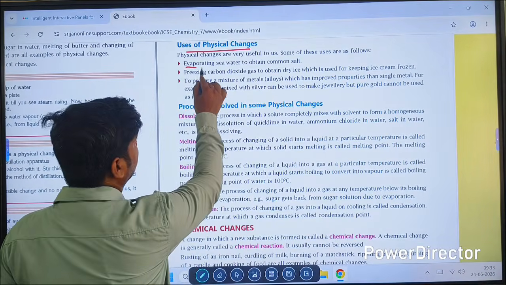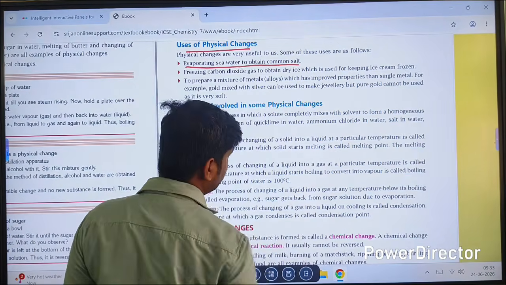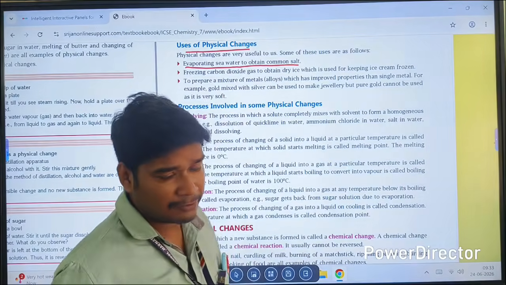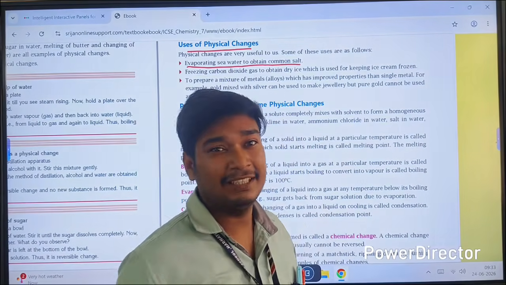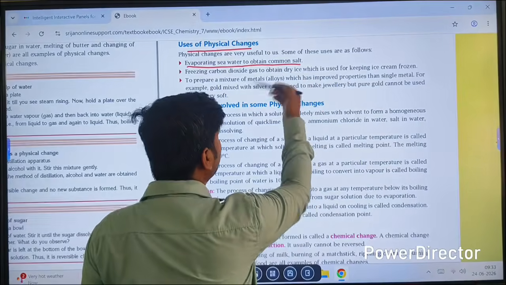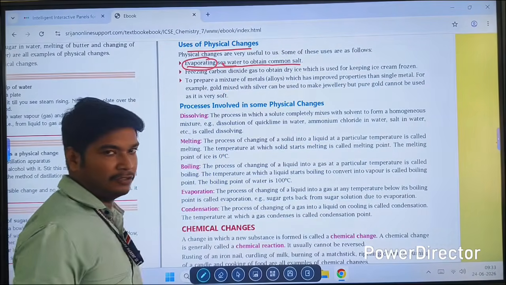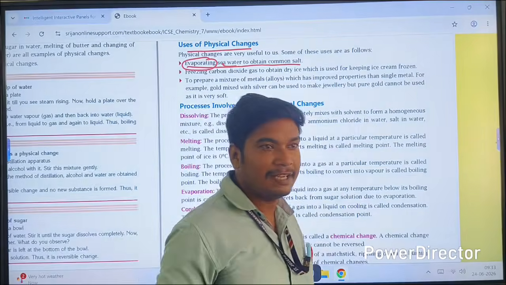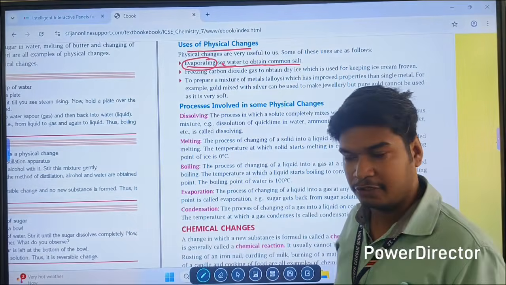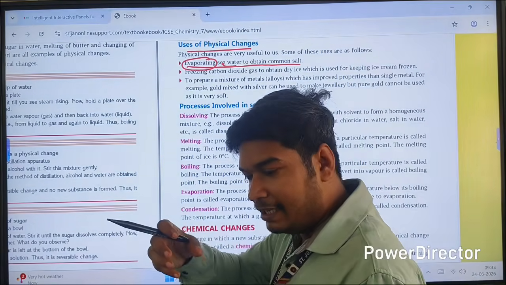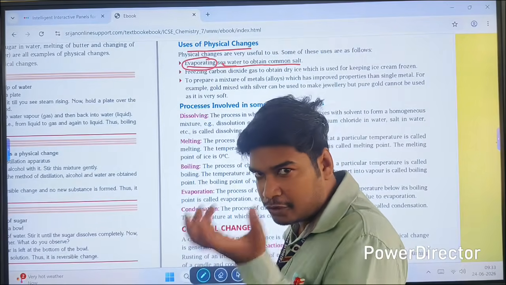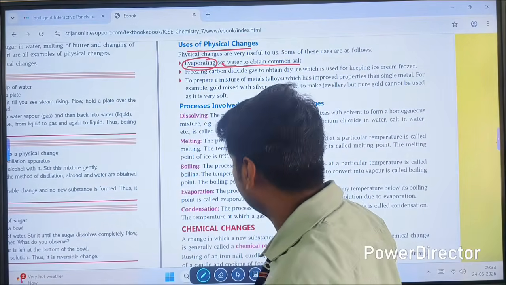Here it is written: evaporating seawater to obtain common salt. The chemical formula of common salt, you know, is NaCl, sodium chloride. That we obtain from seawater by which process? Evaporation. Evaporation is actually a physical process through which water evaporates and only salt we obtain, that is sodium chloride.